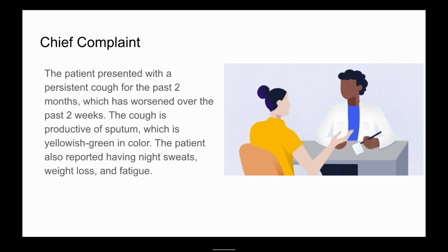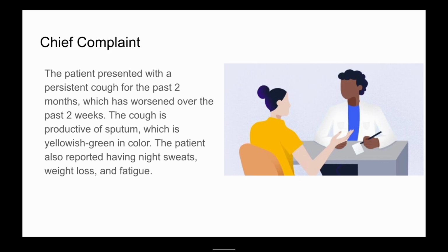Following this, you will ask the patient for the complaints that bothered him to leave his comfortable bed and come to your clinic. The chief complaints of the patient are equivalent to the symptoms that I have discussed earlier: the patient presented with a persistent cough for the past 2 months, which has worsened over the past 2 weeks. The cough is productive of sputum, which is yellowish green in color. The patient also reported having night sweats, weight loss, and fatigue.